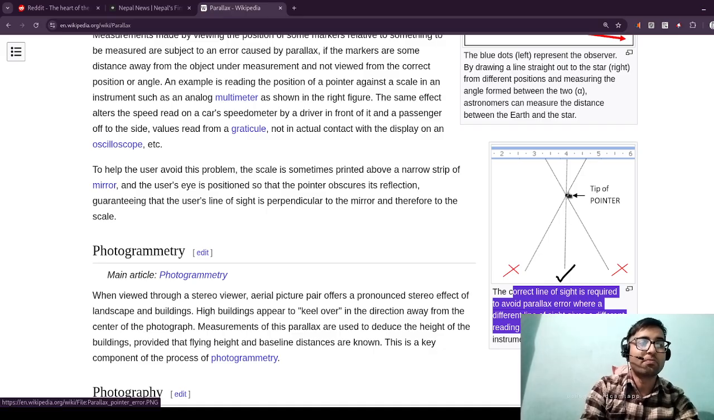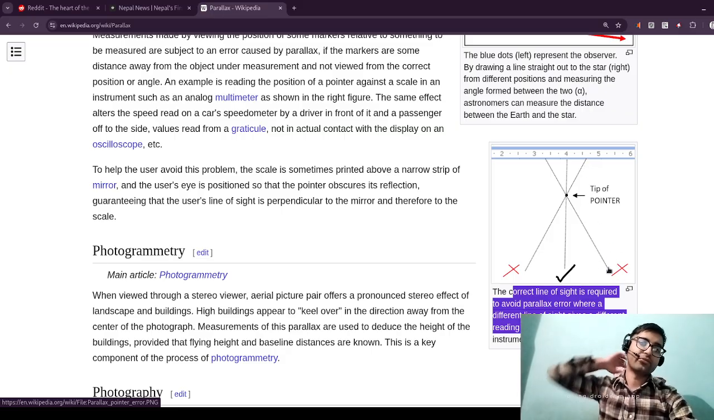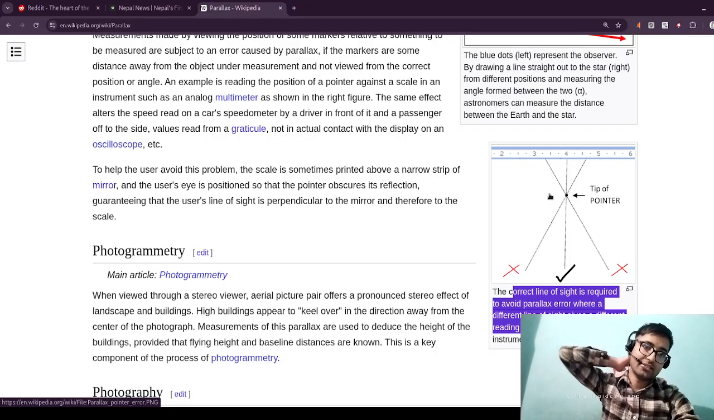Here is the tip of the pointer, and when you look at it from here, it gives 4.5, and when it is looked at from this line of sight, it is 3.25.